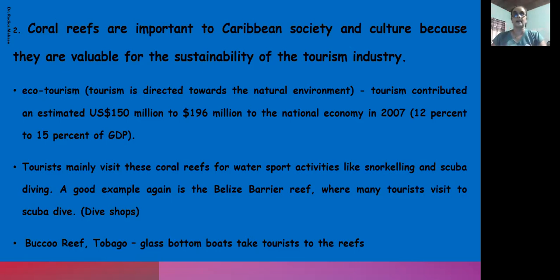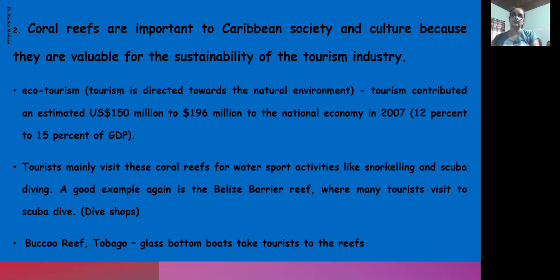In this case, the example is of Belize again. You can use whichever countries, like Jamaica, Tobago, St. Vincent and the Grenadines, all those countries, use examples that are familiar to you. But basically, you are focusing on ecotourism. When we talk about ecotourism, we're talking about tourists coming in to visit the coral reefs, not for academic purposes, but more for sporting purposes.